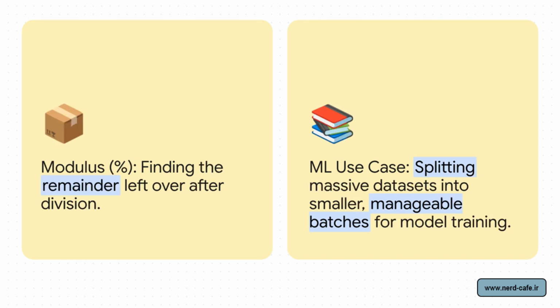Okay, the modulus operator, the one that finds the remainder, might seem a little weird, but it's an absolute genius at logistics. Imagine you have a data set with 10 million photos. You can't just shove that all into the computer at once. Modulus is like a card dealer, perfectly and efficiently dealing that massive deck of data into small, neat piles or batches that the model can actually work with.